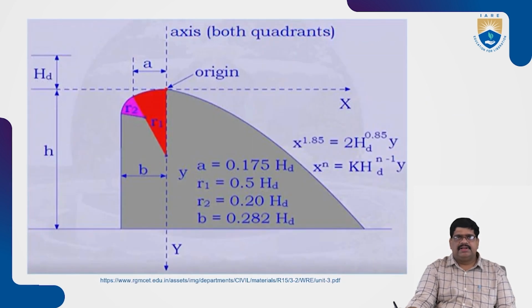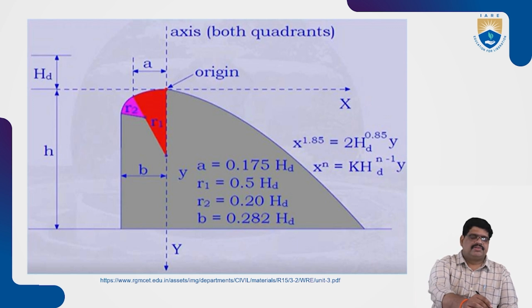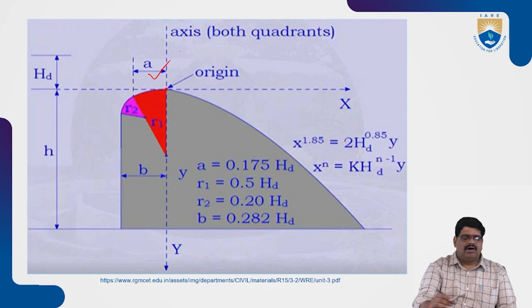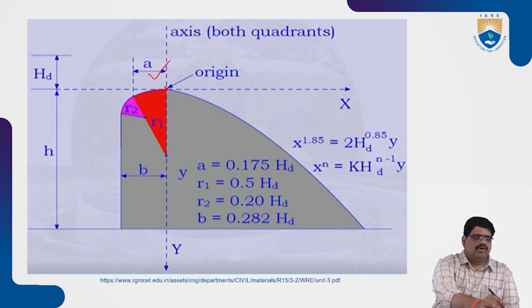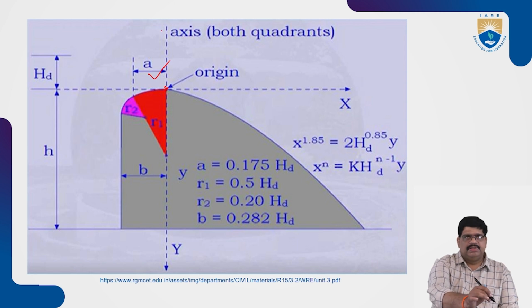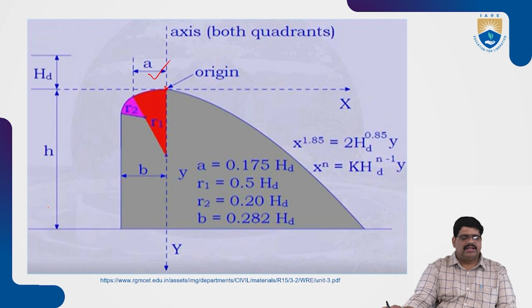So here, see that one. In this diagram, we can easily understand the spillway design. Here, we have to take the A value, and the origin will be taken separately, and the axis. HD is equal to the head over the spillway. This is the maximum water level, MWL, and the height of the spillway.